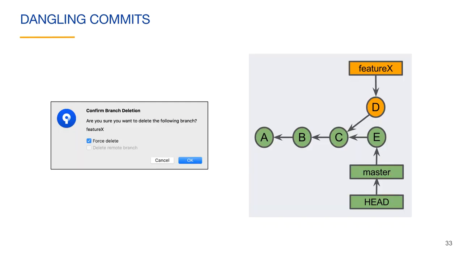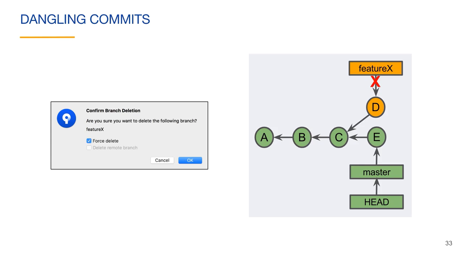Let's take a look at what could happen if you check the Force Delete checkbox when deleting a branch label. Let's say that you created a feature X branch off of commit C of the master branch, as shown. Then you did some work on feature X and made commit D. At that point, if you tried to delete the feature X branch label, there would be a problem because commit D does not belong to any other branch. Sourcetree and Git normally will not allow you to do that.